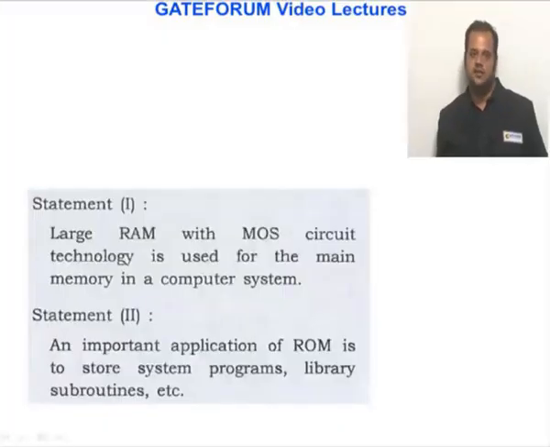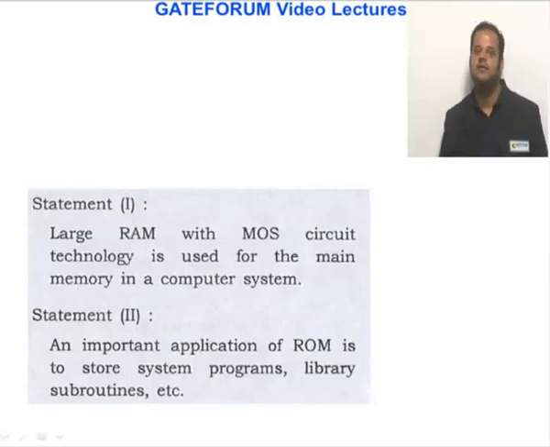This is an assertion-reasoning based question. Two statements are given. We need to choose whether both statements are individually correct or not. If so, then whether the second statement is the right reason for statement 1 or not. That's what we have to find.